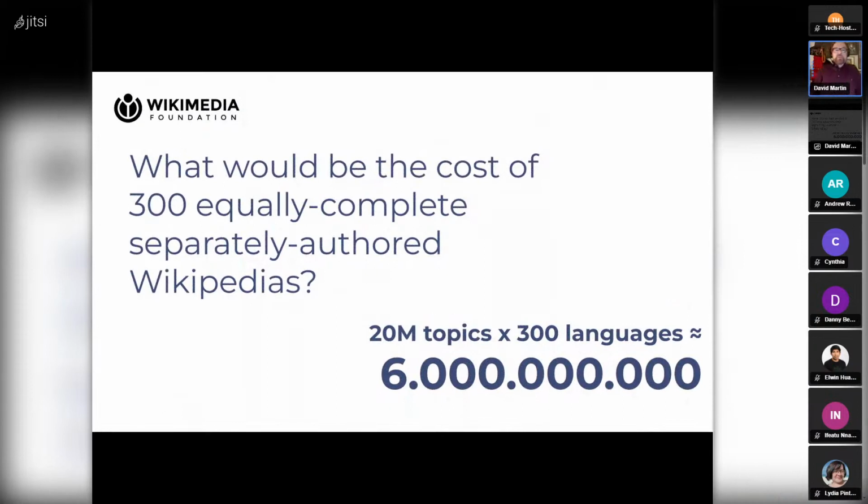What would be the cost of fleshing out all 300 plus languages with all of the available articles separately authored on all the available topics? Well, if you simply multiply out 20 million topics by 300 languages, you come up with 6 billion article authoring activities. It would be great, of course, if time and volunteers and resources made it possible to cover all topics in all languages by separately authored articles, but this doesn't appear to be realistic, at least not in a useful time frame.